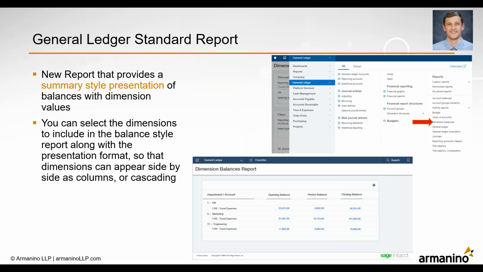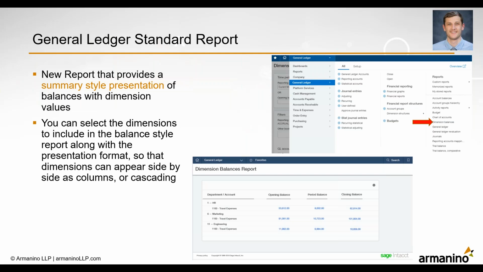What this report is really going to allow you to do is to aggregate your dimensions rather than filter by one at a time. You're going to be able to select dimensions to include in this balance style report along with the presentation format so that dimensions can appear side by side as columns or cascading. In addition, you'll be able to select the dimension name and dimension ID individually or select a combined dimension ID and name presentation.